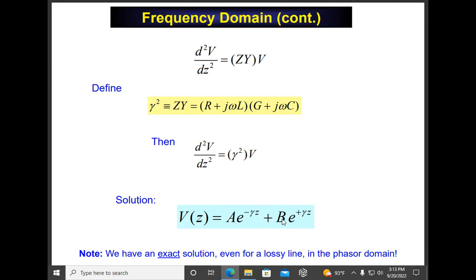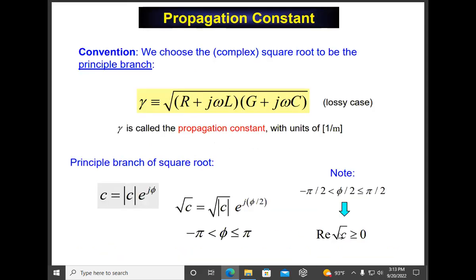Now, let me emphasize one more time that if I had nothing but a generator, a transmission line, and a matched load at the end, there wouldn't be any reflected wave, and that transfer function would be just this, e to the minus gamma z. That's all it would be, actually. But anyway, we have an exact solution in the frequency domain. That's really nice.